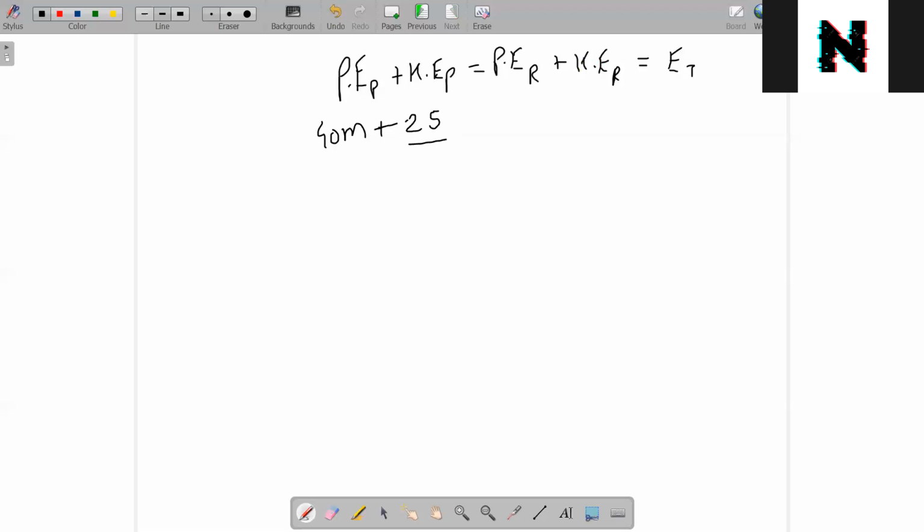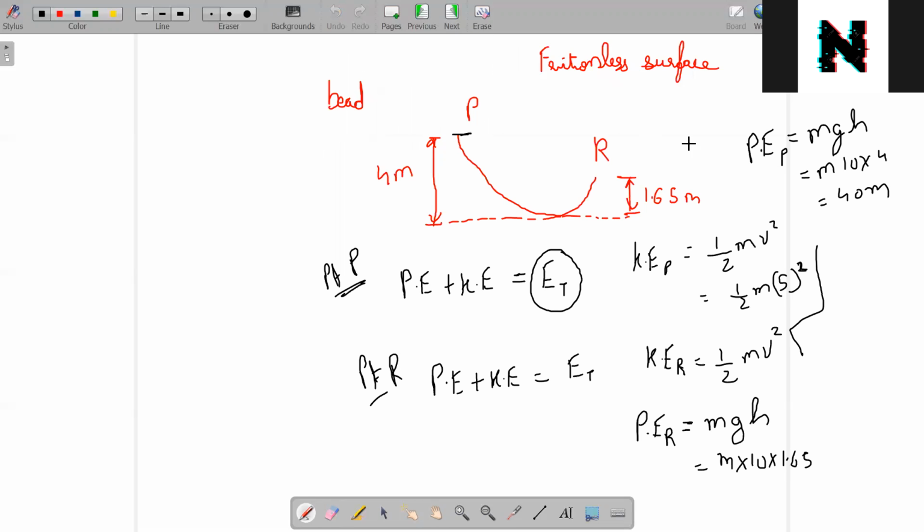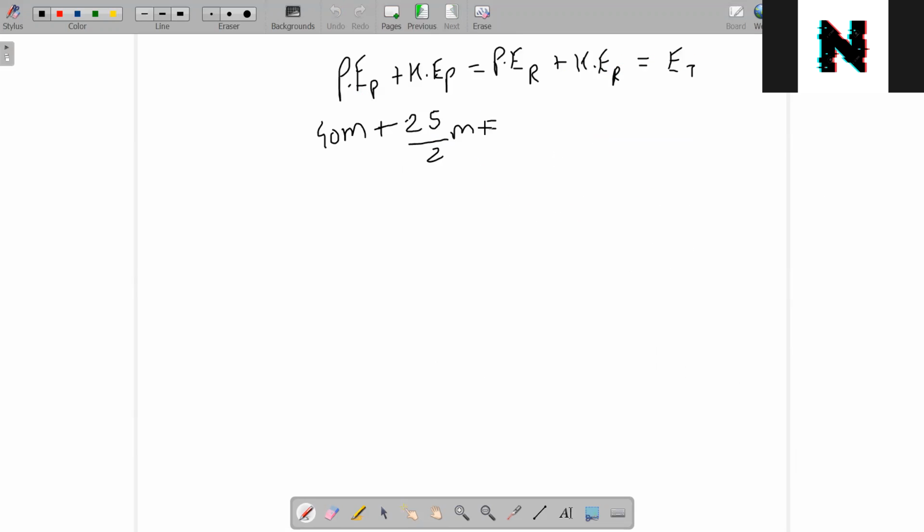25 by 2 m. And then we have potential energy at R, right? How much was it? It was 5 into this, the 16.5 m, 16.5 m plus half m v square. So now what we can say is that you can take m common. m gets cancelled. So was there any necessity for m to be given in the question? No, sir.